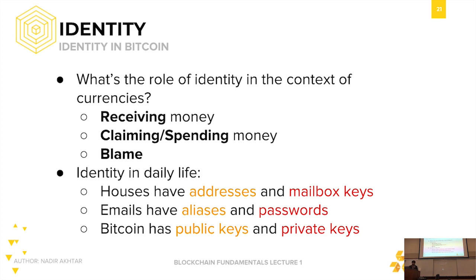Right? Houses have addresses, which you share with people as public information, and that lets you receive and send mail. But your mailbox key, you never want to share with anyone, because if you do, then they have access to all of the information. Emails are the same way. You have aliases and passwords. You never want to share your password with anyone, but you'd be comfortable sharing your email address because that's how people identify you. And Bitcoin has public keys and private keys, which serve the same purpose.